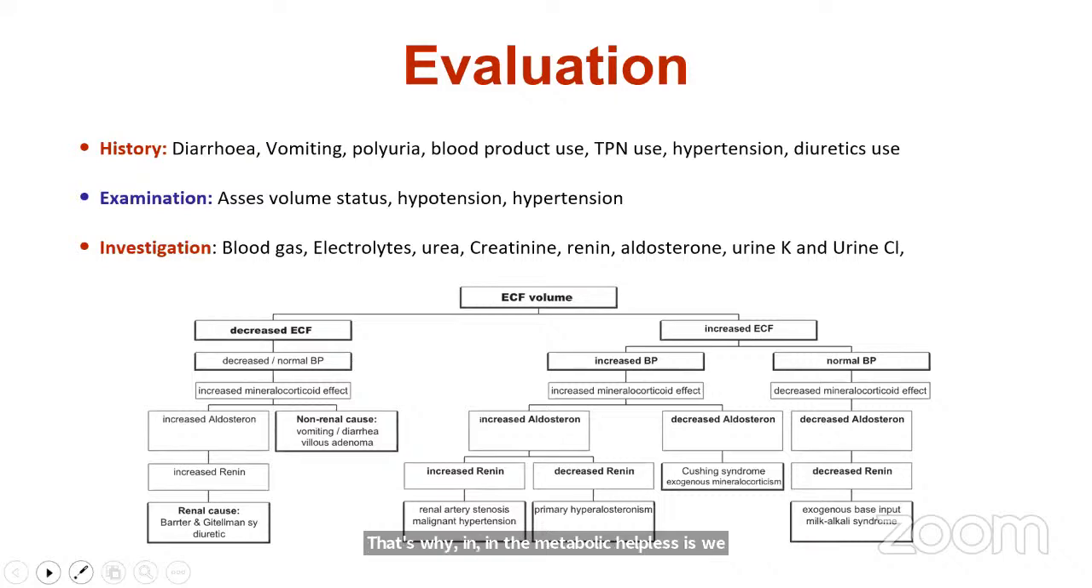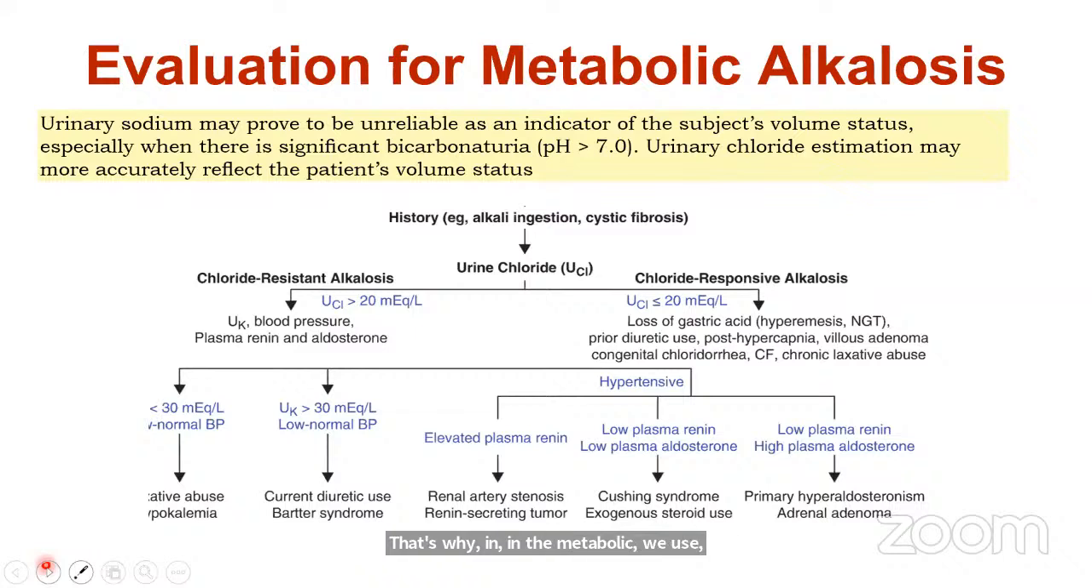Next slide, please. So in diagnostic evaluation, if your urinary chloride is less than 20, that means your body has already lost chloride and the kidney wants to absorb more chloride. This can happen if there is loss through your GI tract or through the kidney, or if you have cystic fibrosis and the loss is through the sweat, or you are using more laxatives.